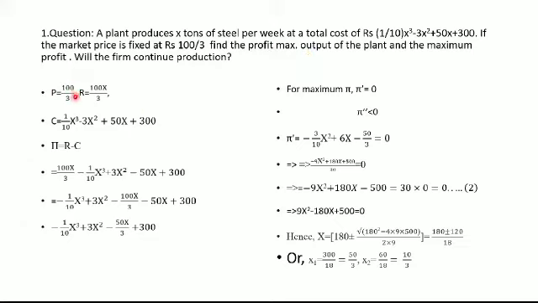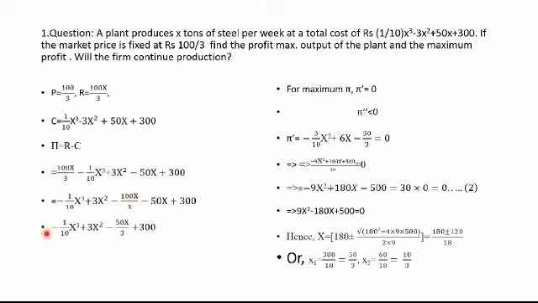Price is equal to 100 by 3, revenue equal to 100 by 3 into x. The cost is equal to 1 by 10 x cubed minus 3x squared plus 50x plus 300. So the profit will be equal to R minus C. This is equal to 100 by 3 x minus 1 by 10 x cubed plus 3x squared minus 50x minus 300. You can write 100 by 3 of x, or you can write this as 100x by 3, which means the same thing.